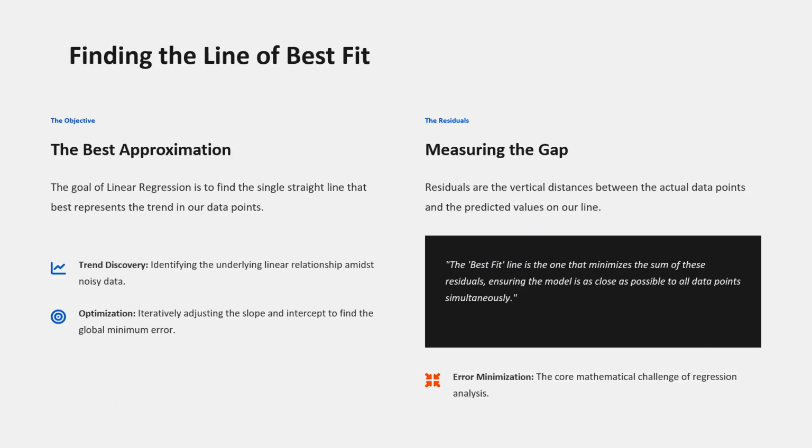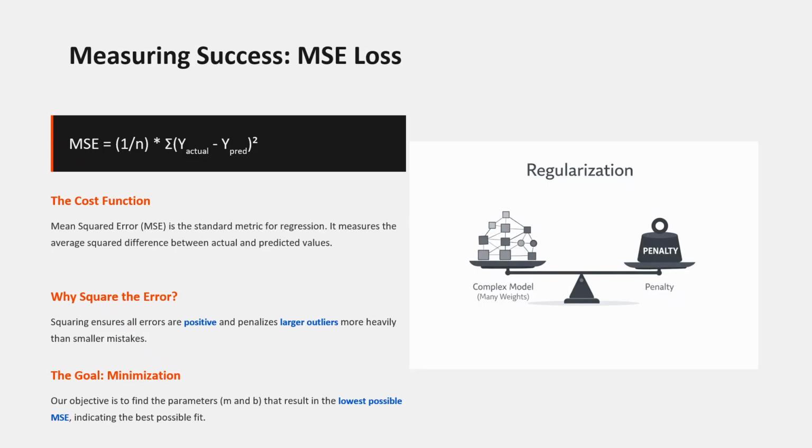So finding the best fit line is the objective of linear regression. We want a single straight line that best represents the trend in our data. This line minimizes the residuals, which are the distances between the actual data points and the predicted line. It's all about finding that sweet spot where our line is as close as possible to all the data. Next, we'll see how we measure if our line is actually any good or not.